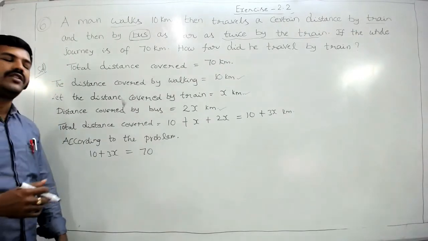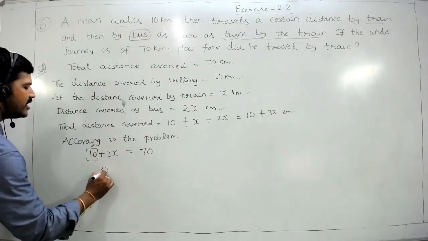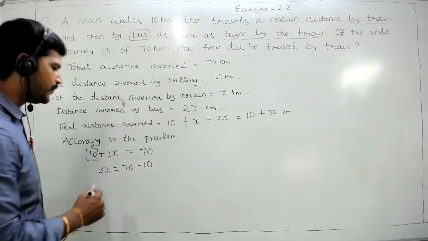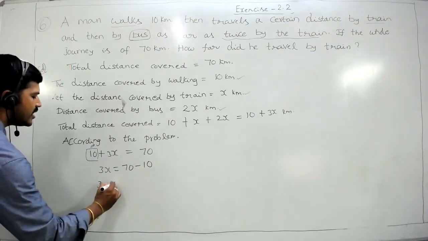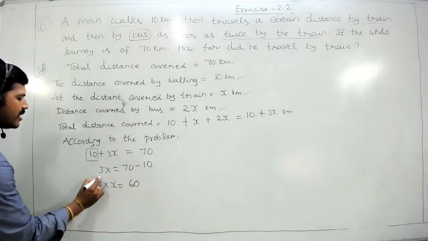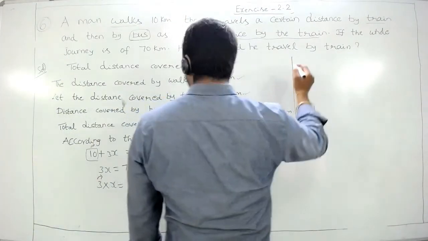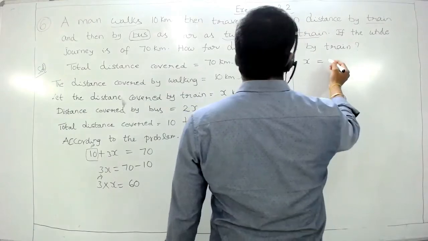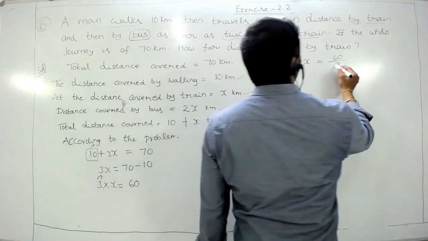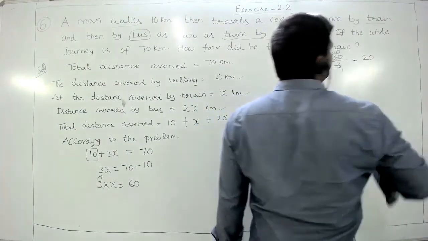Now solving the simple equation, plus 10 transposing to the other side, 3x is equal to 70, plus 10 will become minus 10. So 3 into x is equal to 70 minus 10, that is 60. 3 is a multiplying quantity and moves to the other side, so x is equal to 60 by 3. In the 3 table, 60 is 3 twos are 6, and 0 is there. So that is 20.